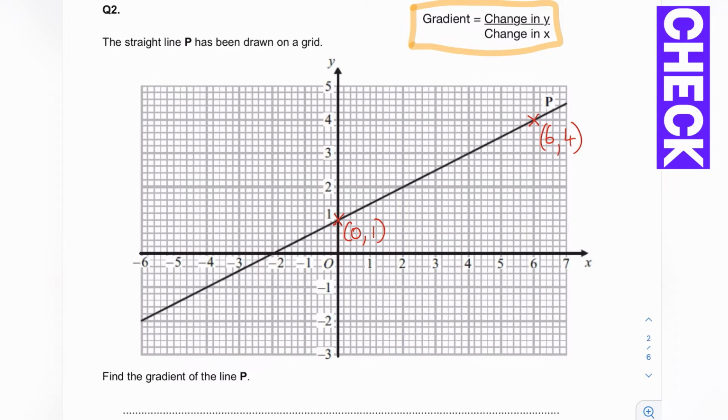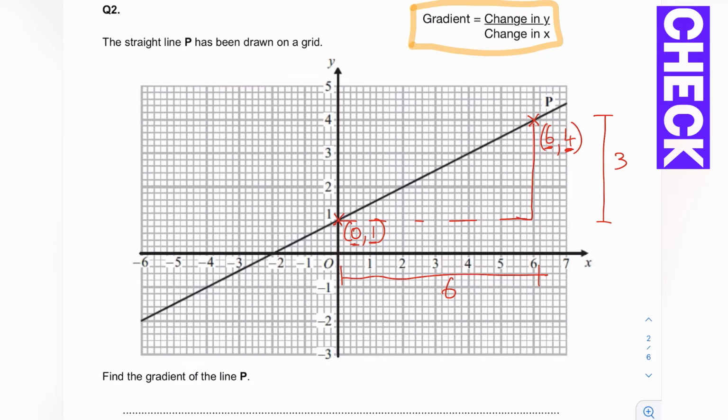So now again I can draw in my triangle, and I know my change in y. Well, my y ordinate goes from 4 all the way to 1. So therefore we've got a change of 3. And my x ordinate goes from 6 to 0. So that's a change of 6.